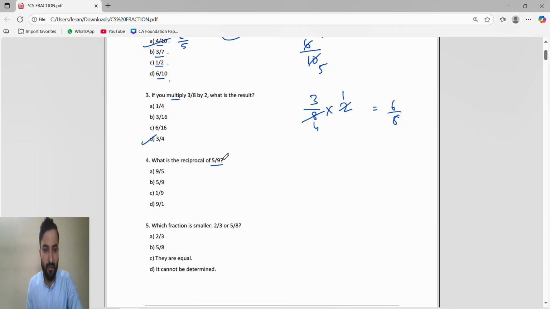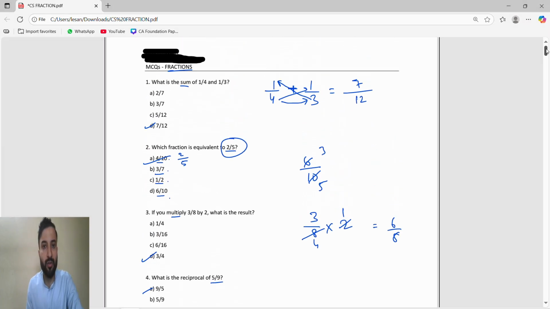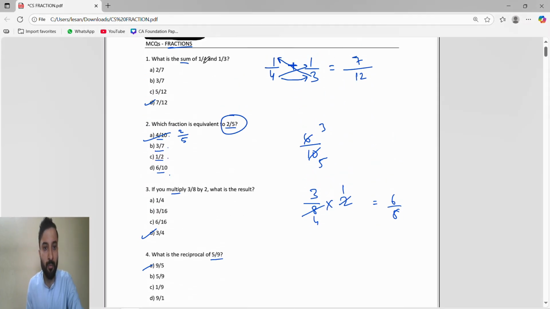Reciprocal means the inverse. 5 by 9 becomes 9 by 5. So for all those things, guys, you should not have to use a calculator, not even a pen, just your mind. I can also do it without the help of pen and paper or calculator or anything. The reason I am not doing that is that I want to show you the steps, how we have to do it.